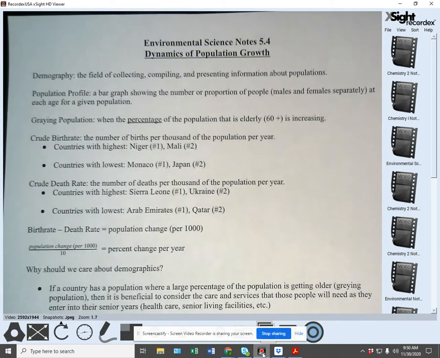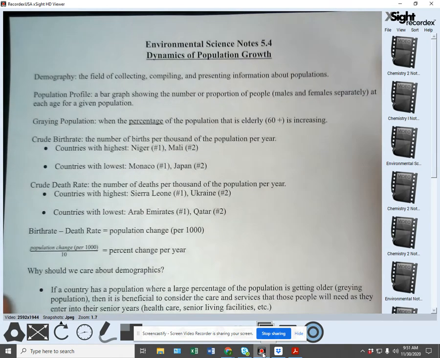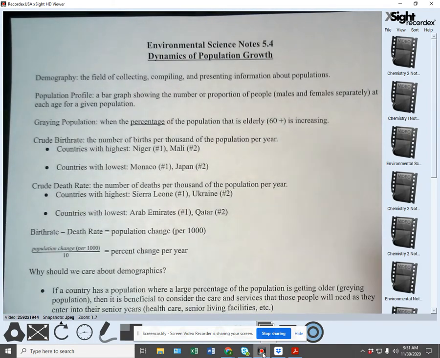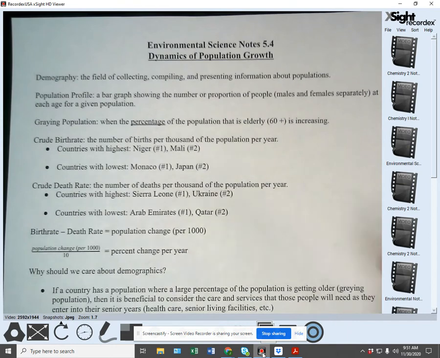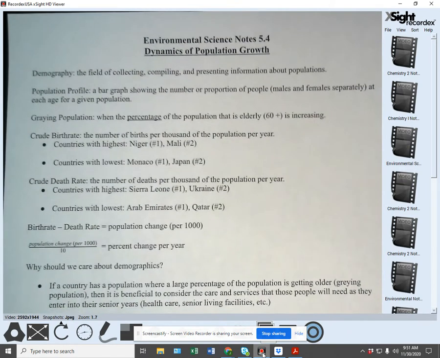All right. Hello, everyone. So today I'm just going to run through the notes for 5.4, the dynamics of population growth. I know you guys can read. I'm just going to try to explain some of the definitions and the ideas, and walk you through some of the ideas that are on here as well.